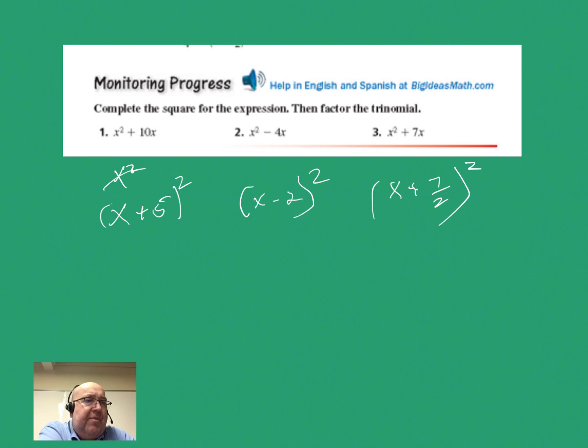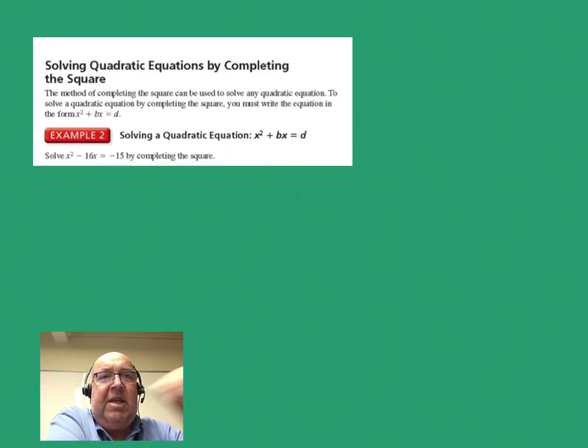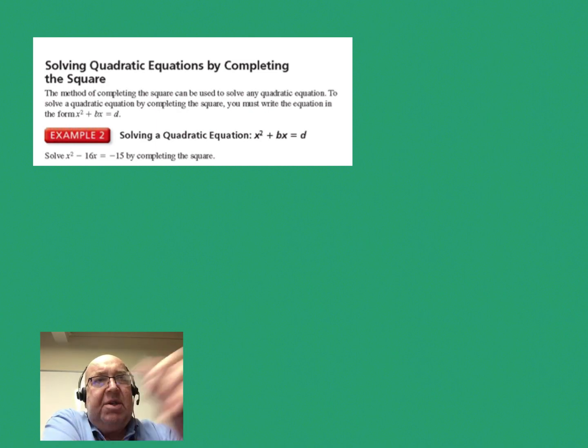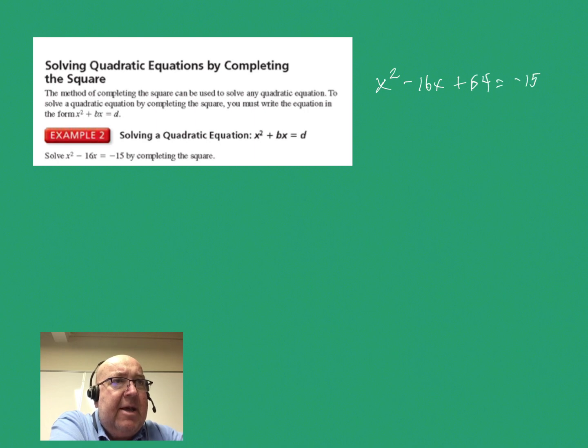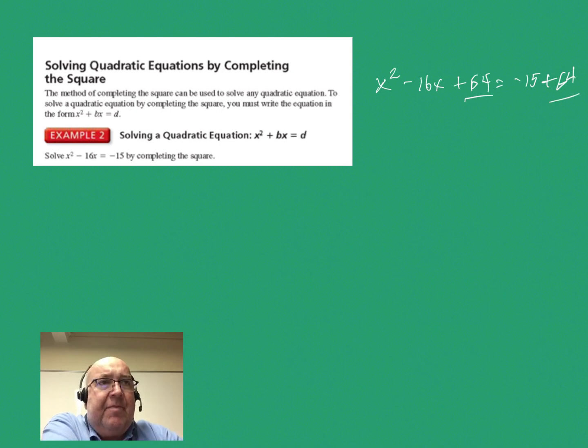Again, if you want to look at examples, check the book. So now we have a term on the other side of the equal sign. Remember, when we solve equations, if we do something on one side of the equal sign, we have to do it on the other. And this one I'm going to write out just this time. We're going to get x squared minus 16x. Half of 16 is 8, squared, so that's going to be plus 64. And we're going to have negative 15, and we're going to add 64 to that because we need to do that on both sides of the equal sign.